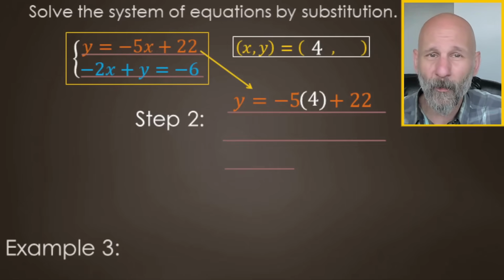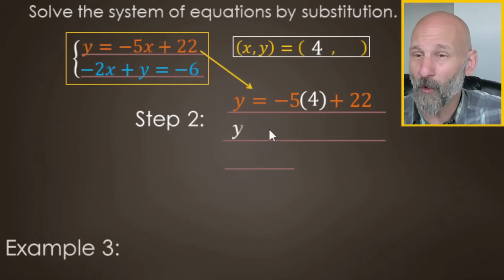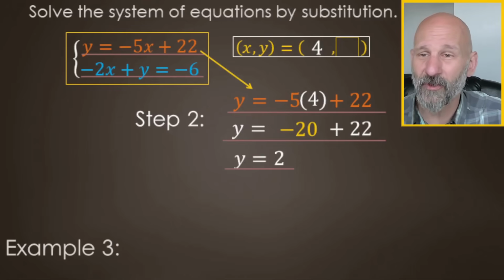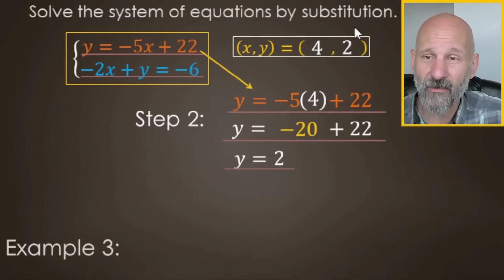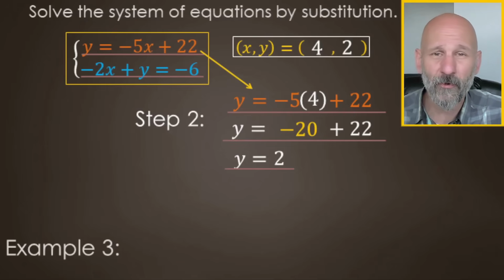Now we just do order of operations, PEMDAS, parentheses, exponents. None of those. Now we got multiply, divide. We do have a multiply here. Negative 5 times 4 makes negative 20. And then plus 22, that's going to make a positive 2, so y equals 2. So we found the x value is 4. Use that information to figure out that the y value is 2. So the ordered pair 4, 2 is the ordered pair that makes both equations true.